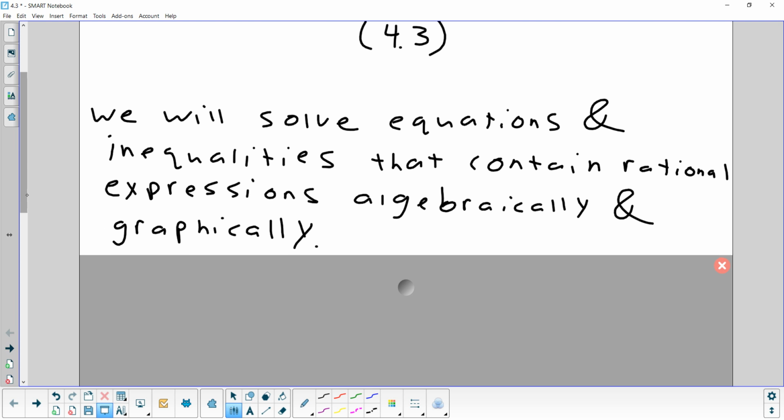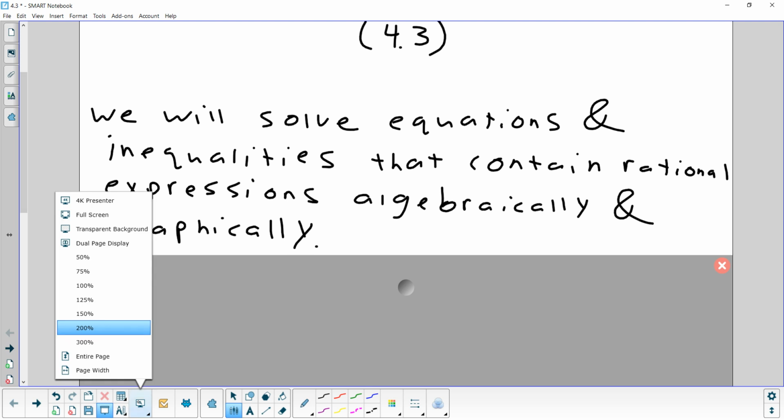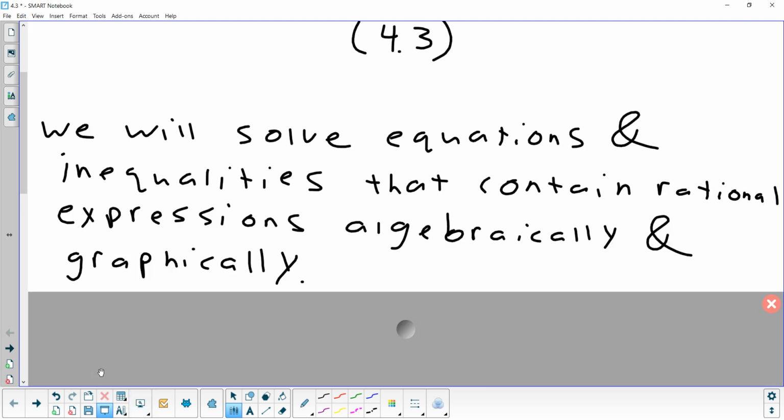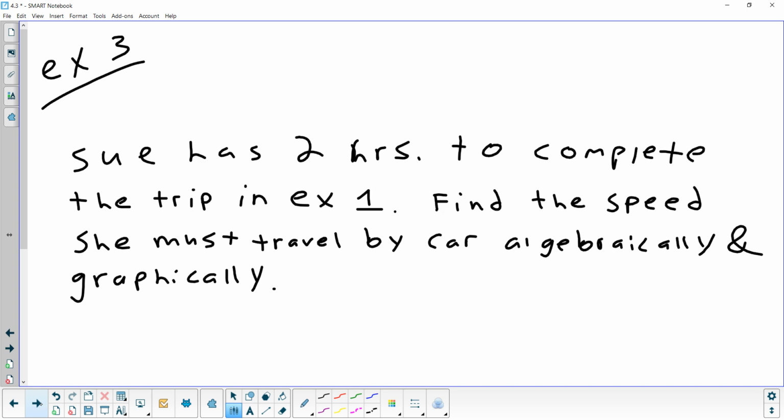All right, so we're going to look at how we solve equations that contain rational expressions. Just a reminder about what a rational expression is: it's when you have a fraction with a polynomial in the top and in the bottom. Let me show you a quick example of one we'll do.